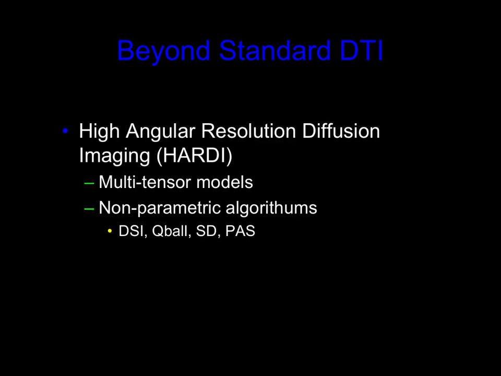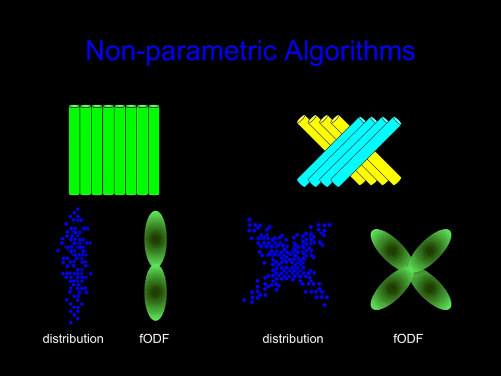But what people typically will like to do is not represent it with the diffusion tensor. So they'll use high angular resolution diffusion imaging. They can either represent it with multiple tensors or some non-parametric algorithms like diffusion spectrum imaging or Q-ball or spherical deconvolution. And what those algorithms do is instead of calculating the ellipsoid, they'll calculate the fiber orientation distribution function like this or like this in this case. And so from there, then they'll try to track through both of these.